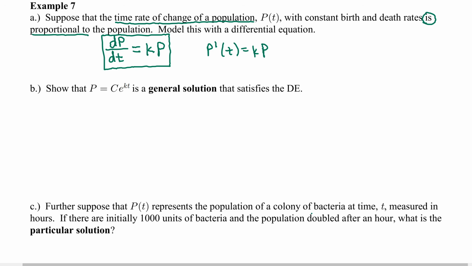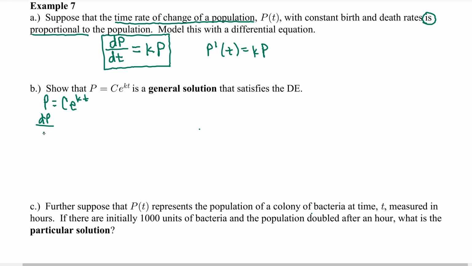Example B says, show that P equals Ce to the kt is a general solution that satisfies the differential equation. So again, I'm not showing you how to solve the DE yet. I'm saying if this is the solution, can you verify that this is the solution? So to show that this is the general solution, general because we have this parameter C, and also note we have the parameter k, which is our constant of proportionality specific to a given population. We want to show that this balances the differential equation, which means we need to find at least our first derivative.